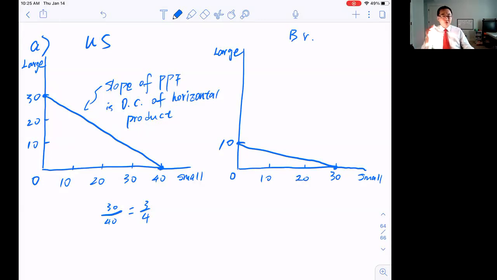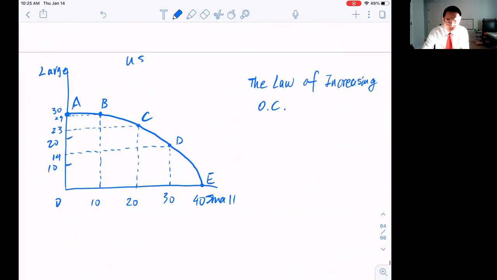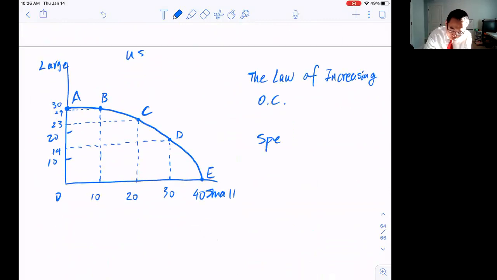Now, that sure would be convenient, but in real life, it doesn't really happen, right? Because of something called specialized resources. Okay, specialized resources mean that resources do not get switched between products at a fixed ratio and just work no matter how much resource you throw at a certain product. Okay, and because of that, you have the law of increasing opportunity costs. So this curve is more realistic than the straight line.